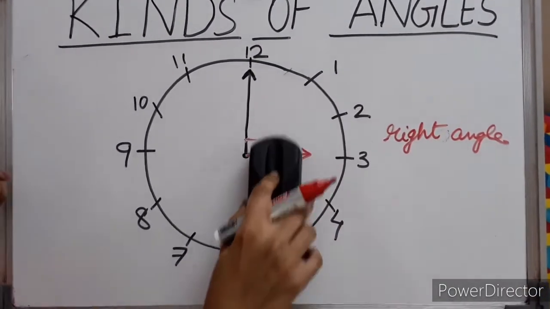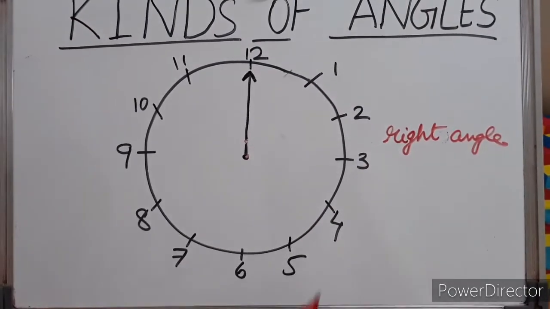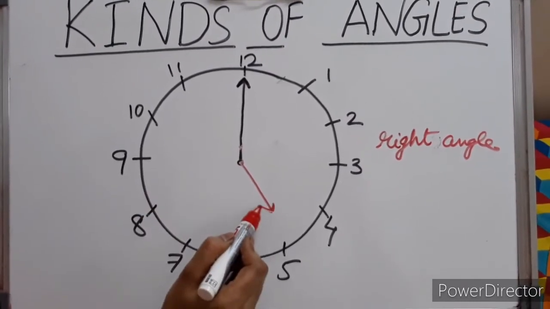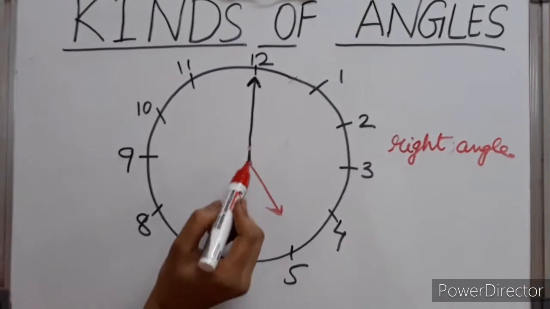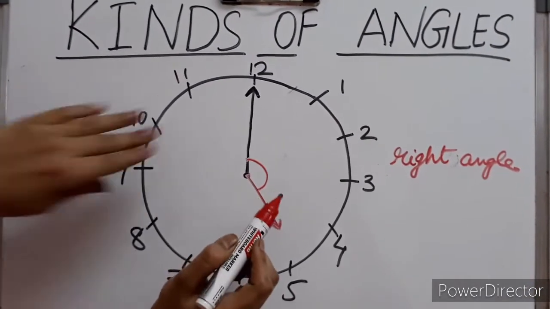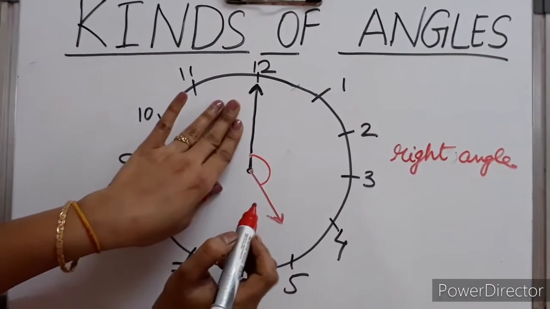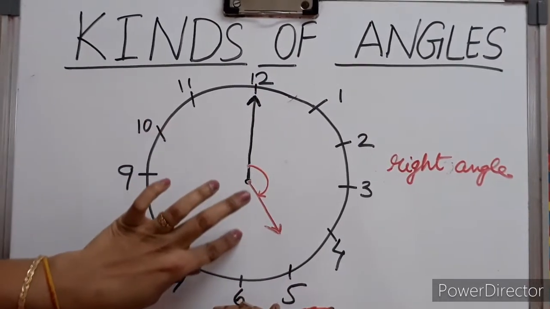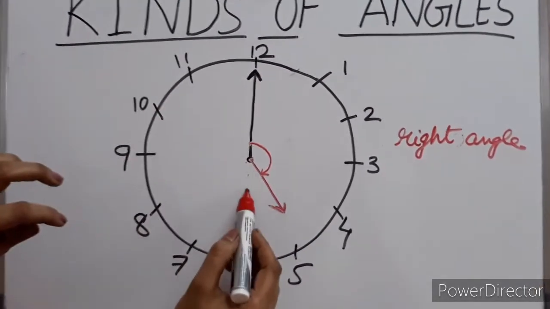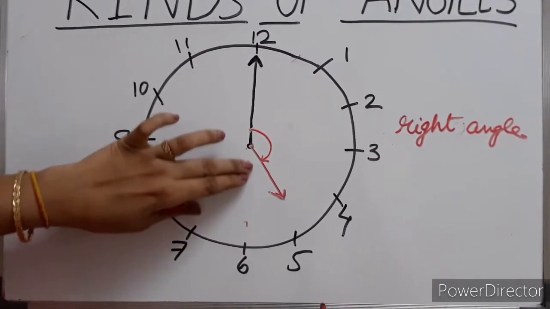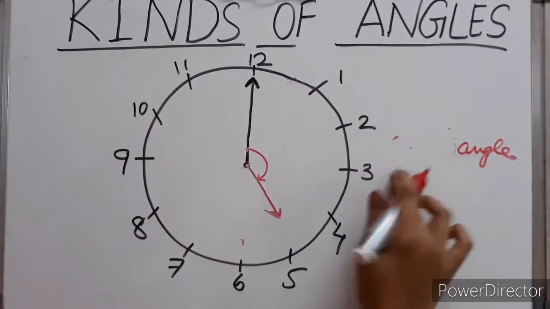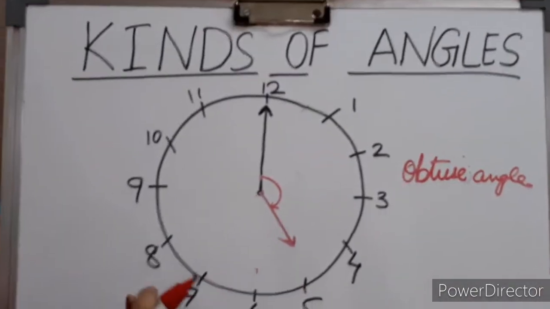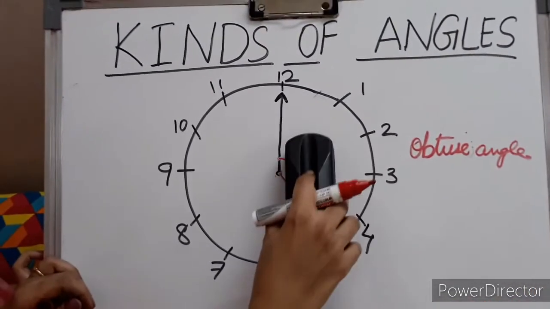Now suppose the hour hand moves to 5 o'clock. Okay, it is 5 o'clock now. Now the angle formed will be what? Keeping this as a constant base arm for our purpose. Now the angle formed here is what? It is more than 90 degree but less than 180 degree. So the angle formed here is what? Obtuse angle. Now suppose again our hand changes.